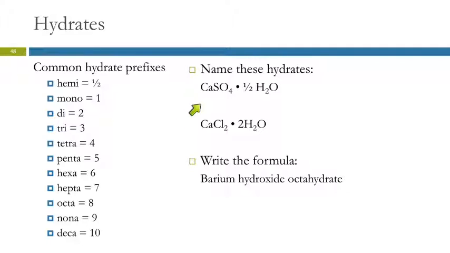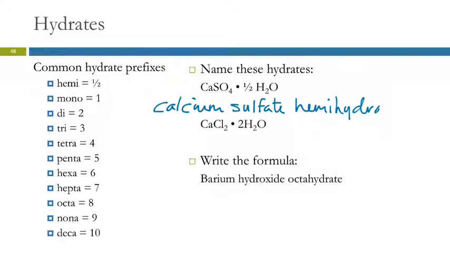So when we name these, we name the ionic compound. So CaSO4 would be what? Calcium sulfate. Calcium does not need a Roman numeral because it's in group 2. SO4 is sulfate. And then the 1/2 is the prefix hemi, and the water is hydrate.